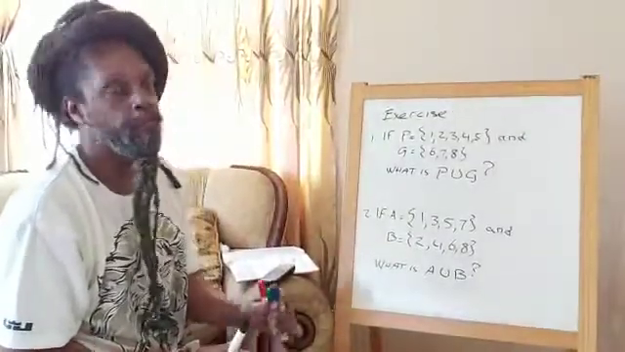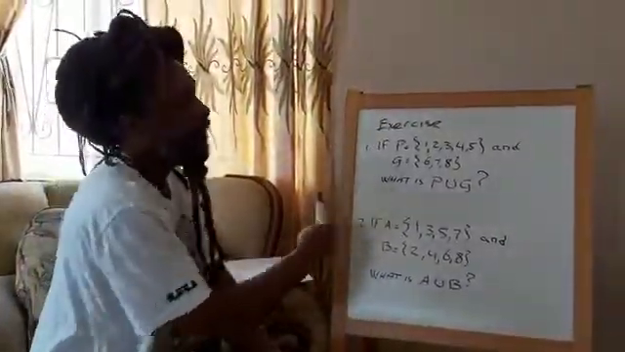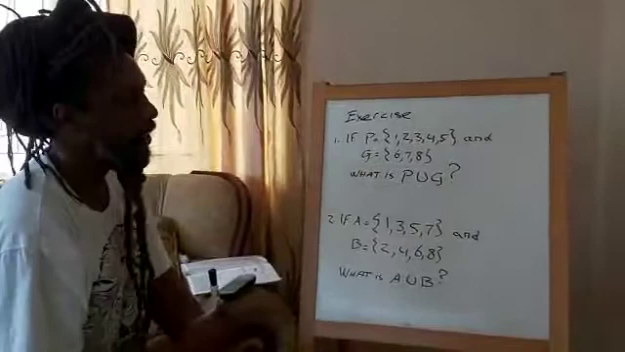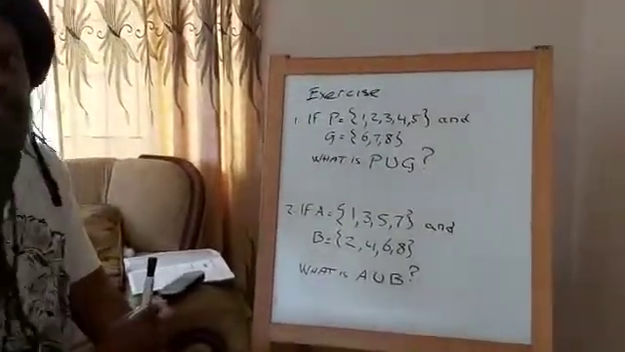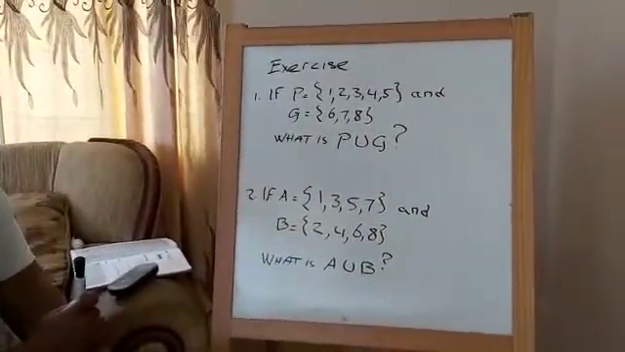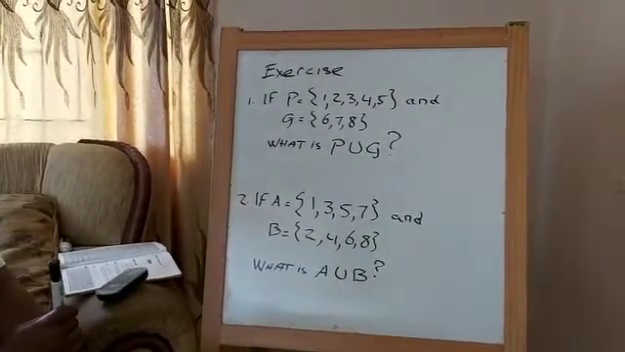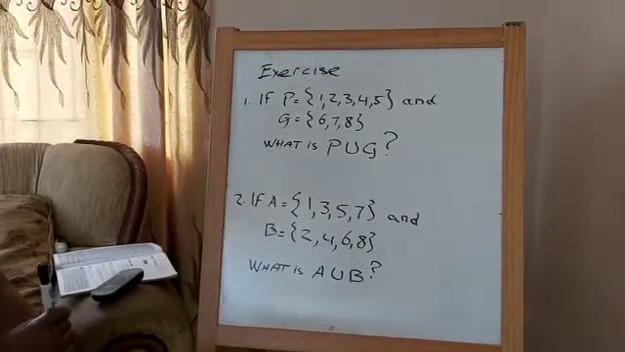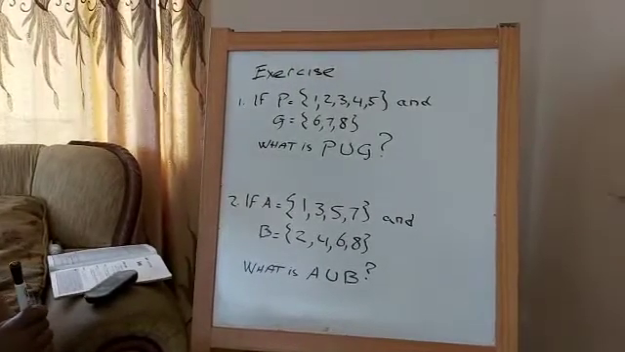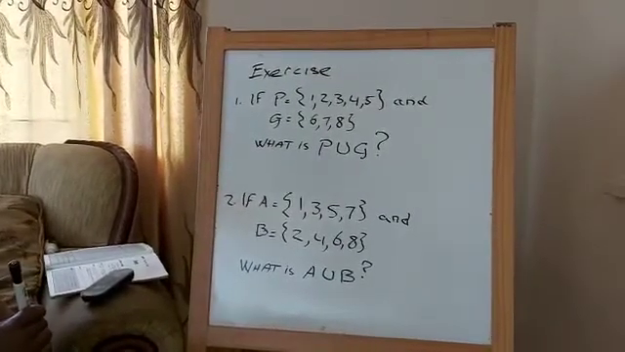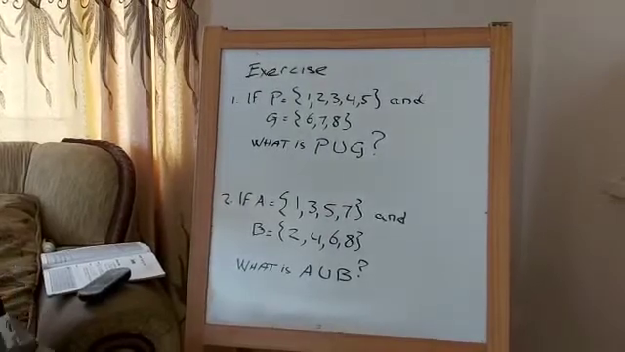So, your first question: if P is equal to {1, 2, 3, 4, 5} and G is equal to {6, 7, 8}, what is P union G? Question number 2: if A is equal to {1, 3, 5, 7} and set B is equal to {2, 4, 6, 8}, what is A union B?